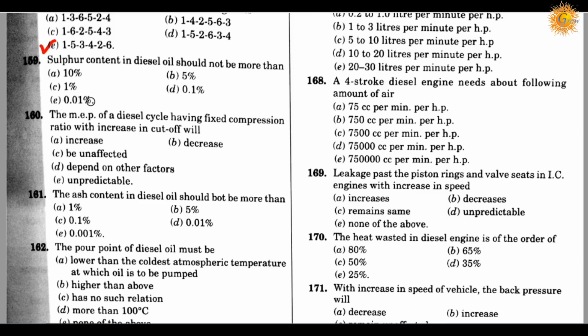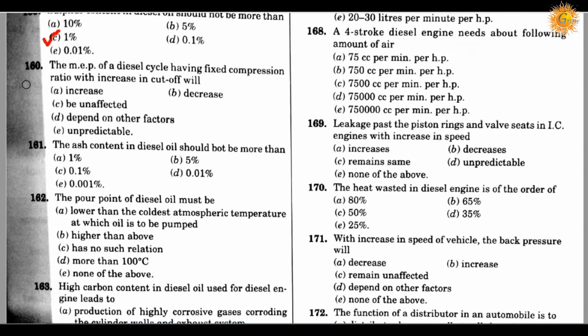So the correct answer is C, 1%. Question number 160. The MEP of a diesel cycle having fixed compression ratio with increases in cutoff will: option A increases, option B decreases, option C will be unaffected, option D depending on other factors, option E unpredictable. So the correct answer is A, increases.